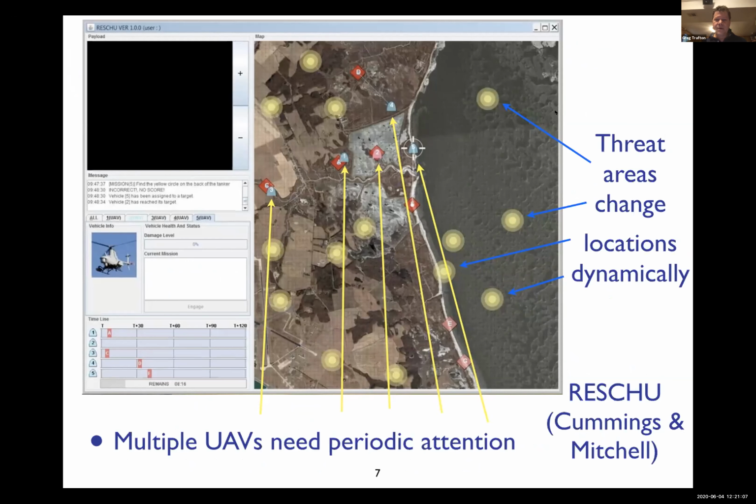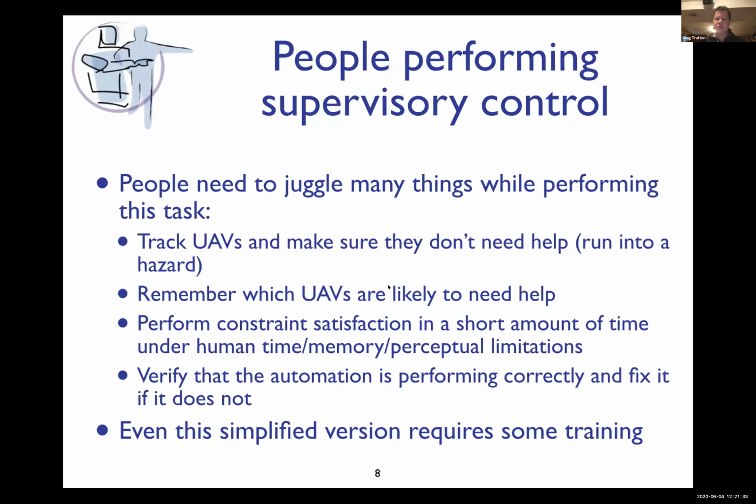And you have essentially UAVs, unmanned aerial vehicles, like this. And then you have hazards, don't fly through these. You have targets that you're supposed to fly to. And then once you get to a target, you take a picture and off you go. And the goal is essentially you want to go to as many targets as you possibly can. The UAVs need periodic attention. The hazards change around. And people have to juggle a whole lot of things while they're performing this particular task.